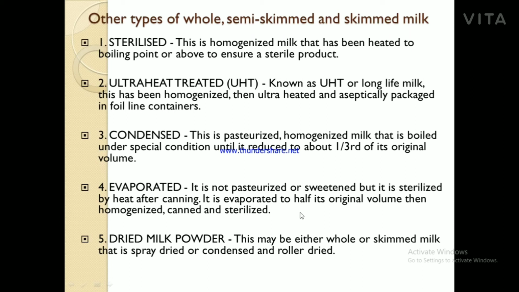Next one, condensed milk. This is pasteurized homogenized milk that is boiled under special conditions until it is reduced to about one third of the original volume. Evaporated milk is not pasteurized or sweetened, but it is sterilized by heating. After canning, it is evaporated to half its original volume, then homogenized, canned and sterilized. Next one, dried milk powder. This may be either whole or skimmed milk that is spray dried or condensed and roller dried.